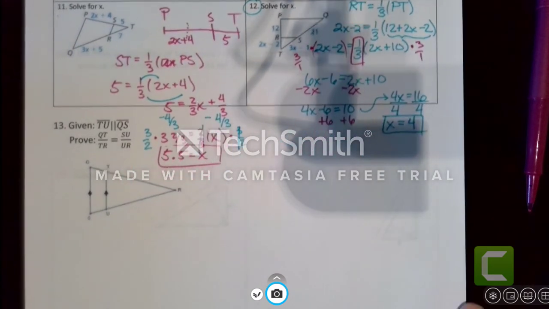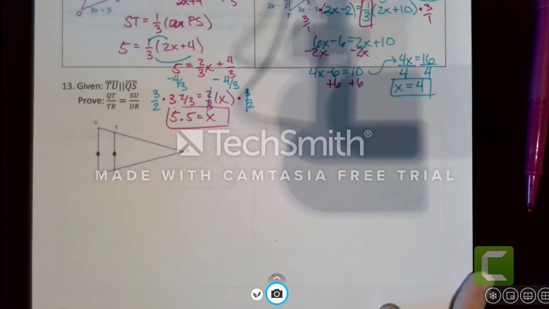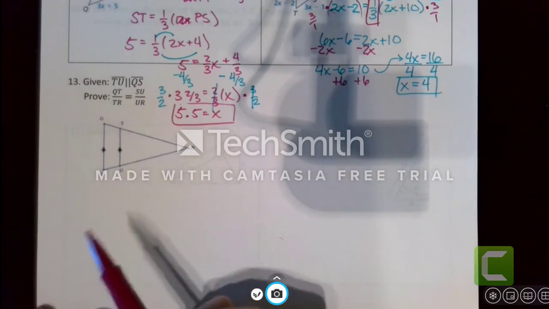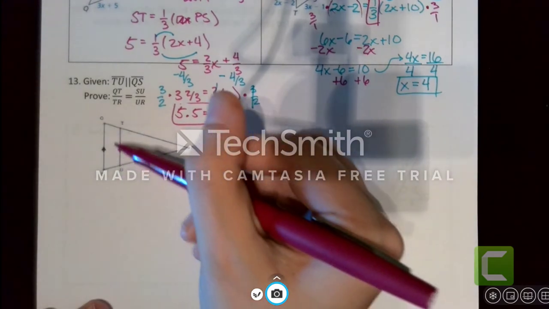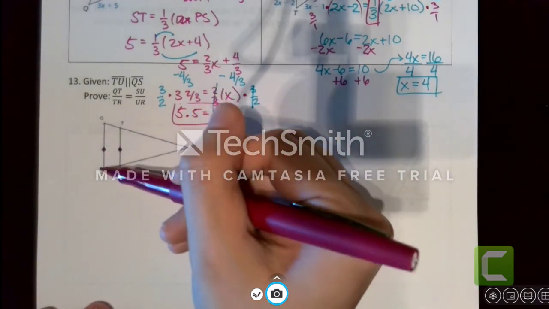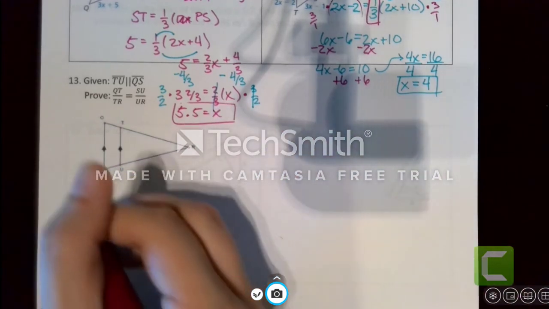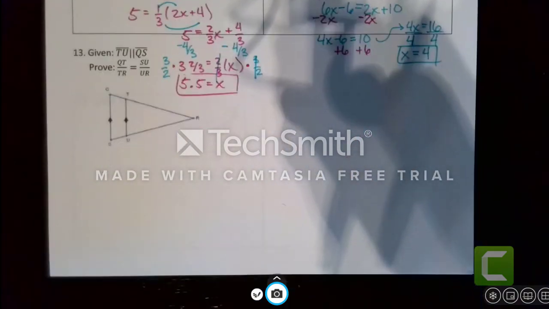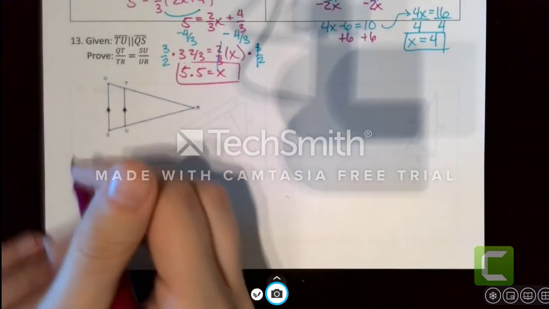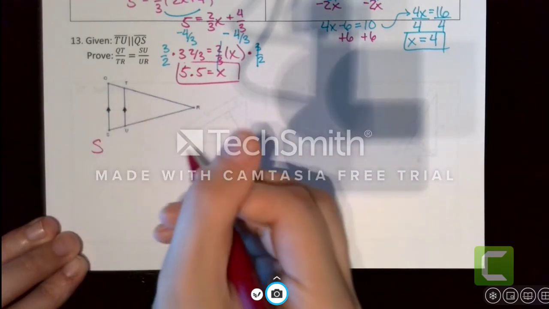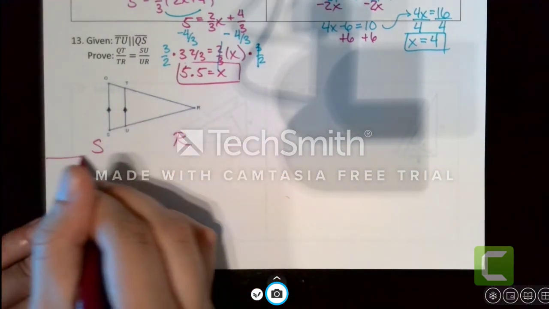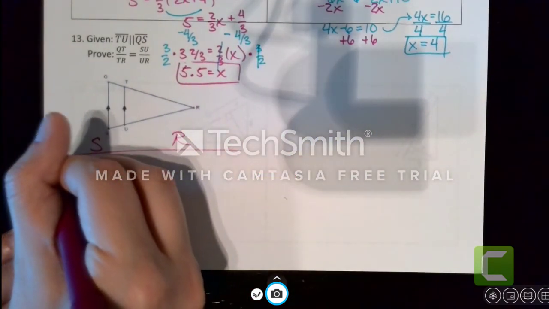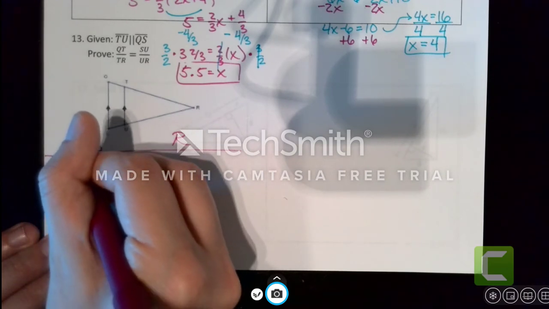Now for number 13, we have a proof. And this proof will be seen on your test. We have to work with what's given to us first. And we're given that TU is parallel to QS. Set up your T-chart. I'm going to start on the left side and work my way to the right, since I tend to write these things a little bit bigger than I should. We start with our statements and our reasons. And your first thing to always start with are your givens, which is that TU is parallel to QS.